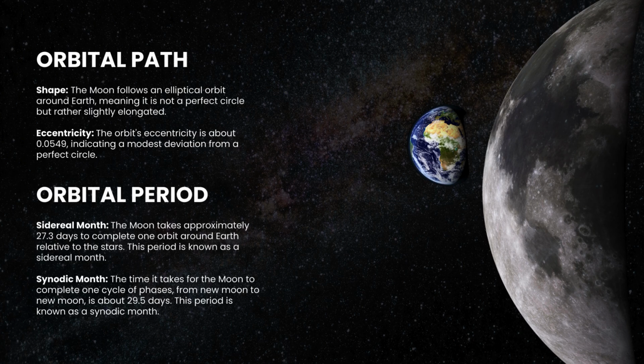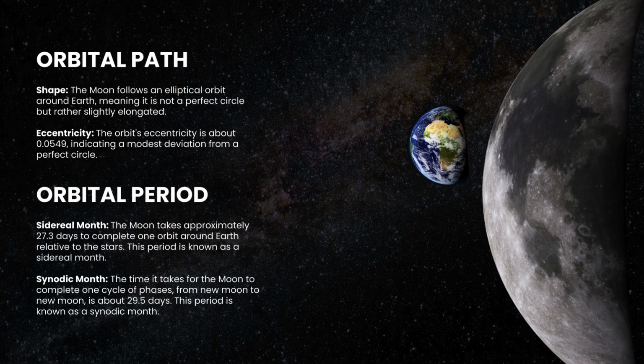Orbital path. Shape. The Moon follows an elliptical orbit around Earth, meaning it is not a perfect circle but rather slightly elongated. Eccentricity. The orbit's eccentricity is about 0.0549, indicating a modest deviation from a perfect circle.